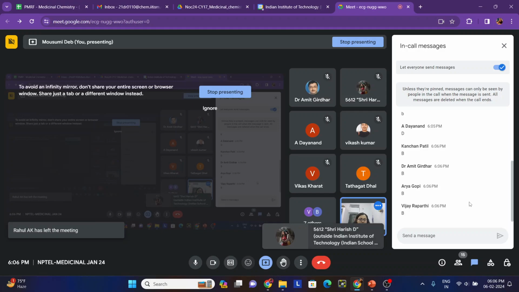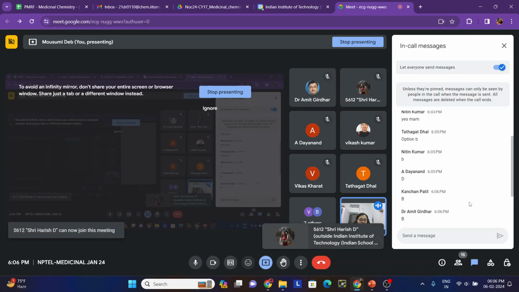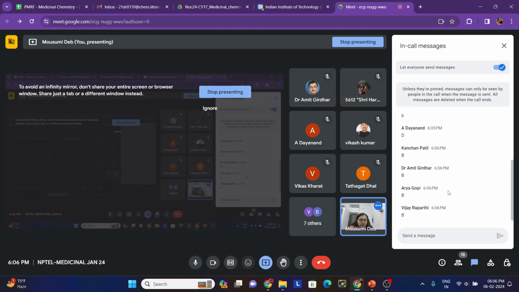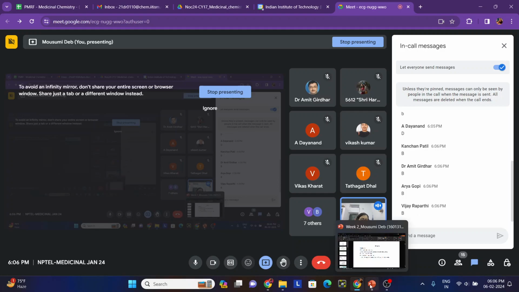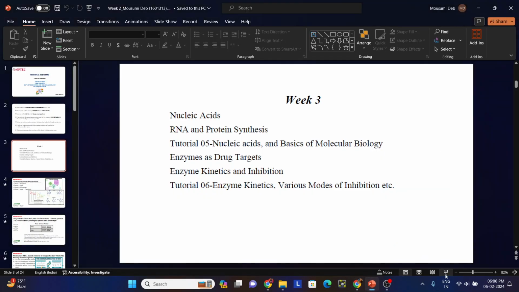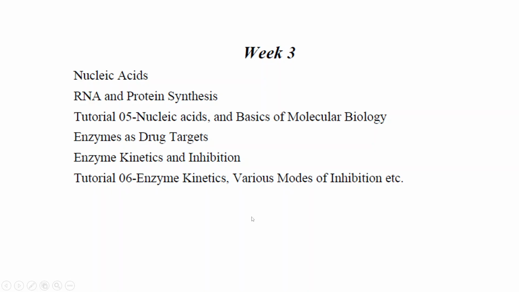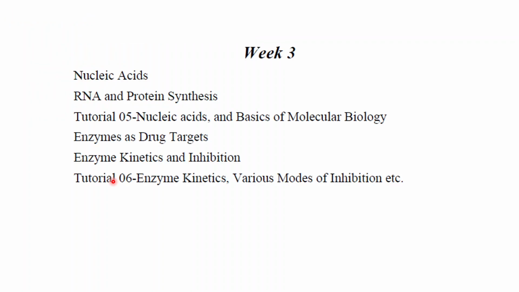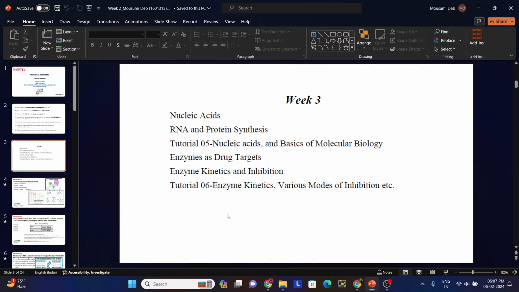Okay, so I have a few answers. Most of the answers look like option B, and I have option D also as an answer. Now I will show you the answer and we will discuss it. It's good that most of you are giving answers. That is required for this kind of interactive session. So the correct answer for problem number 1 is, okay, somebody wants to join, let them in, then we can discuss it.